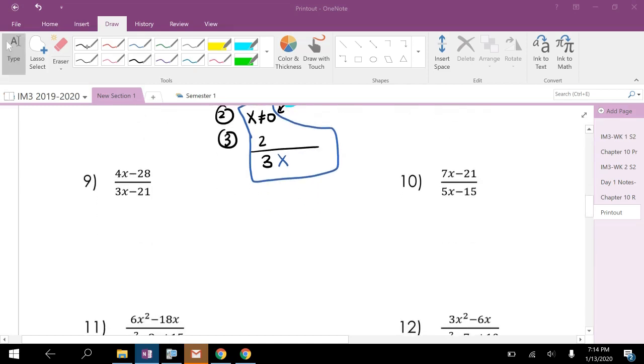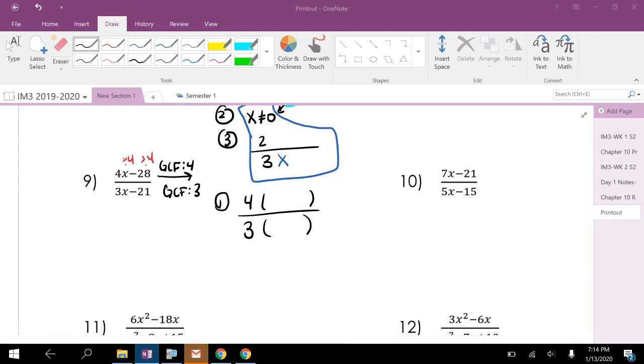Take a look at this next one. There's 2 GCF problems. The greatest common factor at the top is 4. The greatest common factor on the bottom is 3 because those numbers are the numbers that can go into both of those. So 4 and 3 are on the outside because, again, whatever the GCF is gets written on the outside. But when I divide the top both by 4, that's going to leave me with x minus 7. Same thing with the bottom. When I divide both of these by 3, I'm going to be left with x minus 7.